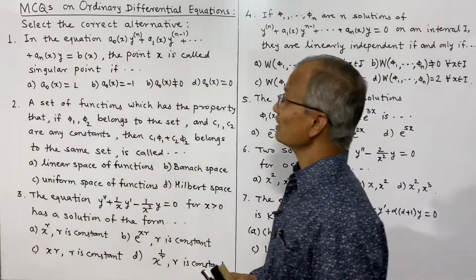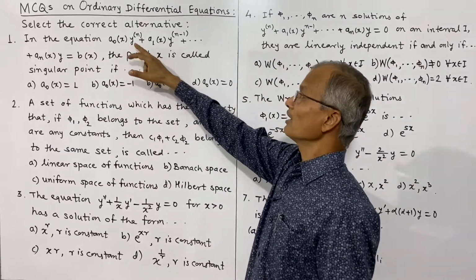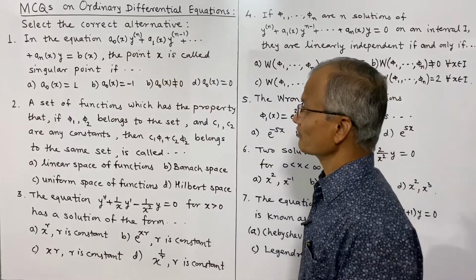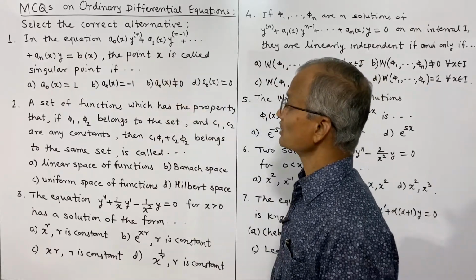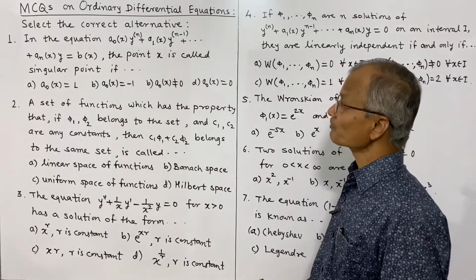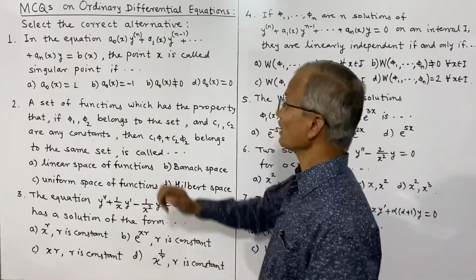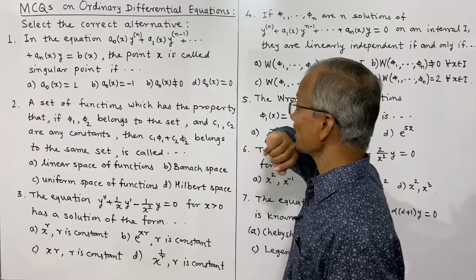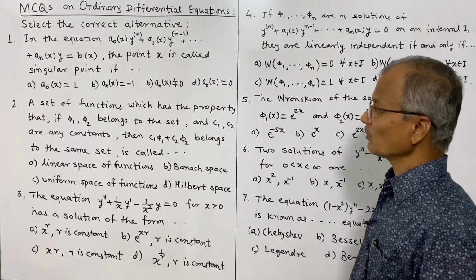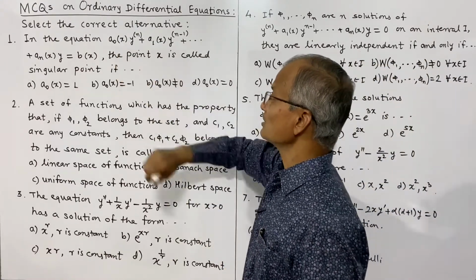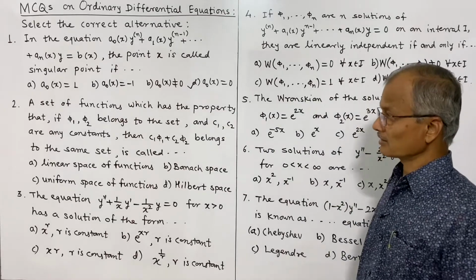The first question is, in the equation a0(x) times the nth derivative of y, plus a1(x) times the (n-1)th derivative of y, and so on, plus an(x) times y, is equal to b(x), the point x is called a singular point. What is the condition for x to be a singular point? If the coefficient of the first term, the nth derivative of y, is 0 for that value of x, then the point x is called a singular point. Therefore the correct alternative is a0(x) equal to 0. So this is the correct alternative.